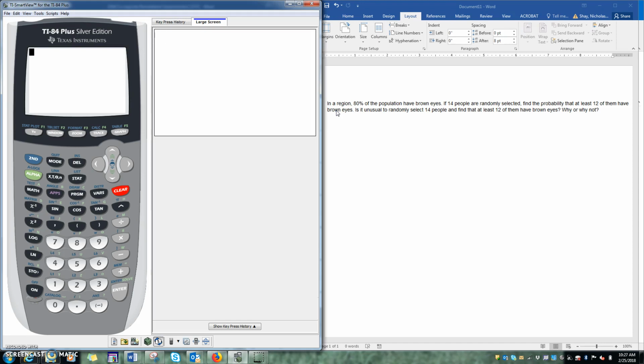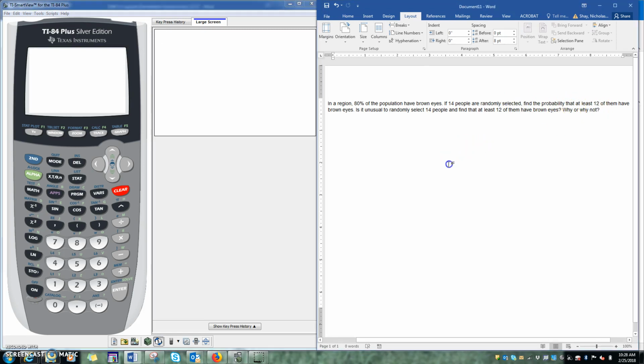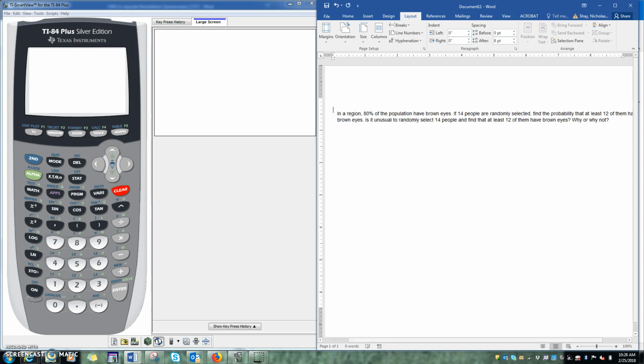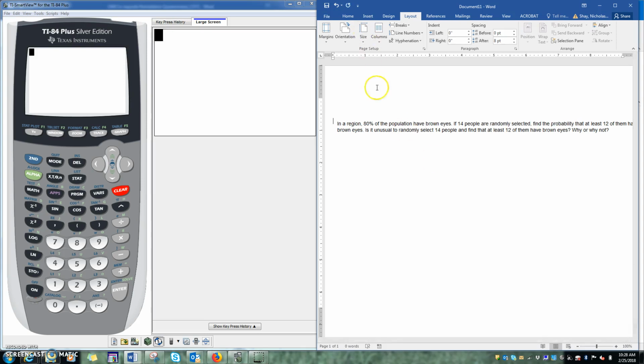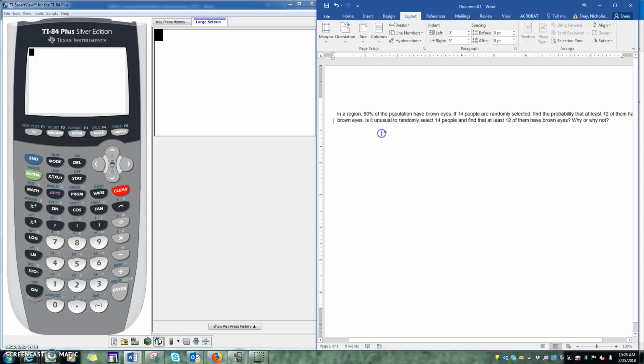Why or why not? Okay, so there's a key word here that I just want us to focus in on, and it's the fact that we are finding the probability that at least 12. So I'm going to go down a little bit, and we're going to talk about what it means to be at least 12 of them have brown eyes. So you're going to pick 14 people, right?